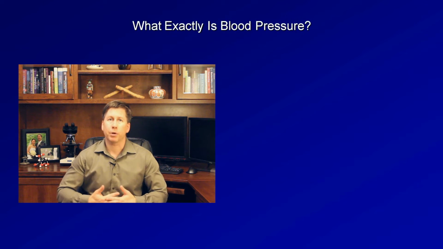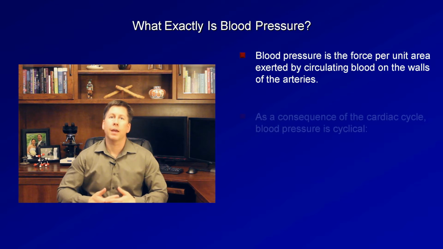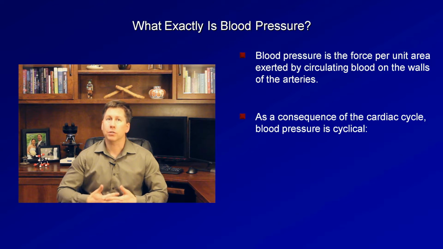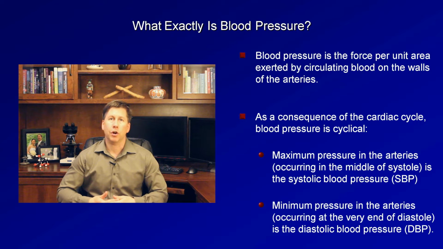Let me start the talk by first asking, what exactly is blood pressure? Blood pressure is the force per unit area exerted by circulating blood on the walls of the arteries. As a consequence of the cardiac cycle, blood pressure is cyclical. The maximum pressure in the arteries occurs in the middle of systole, which is the part of the cardiac cycle during which the heart is actively contracting. This is naturally called the systolic blood pressure. The minimum pressure in the arteries, which occurs at the end of diastole when the heart is relaxing, that's called the diastolic blood pressure.